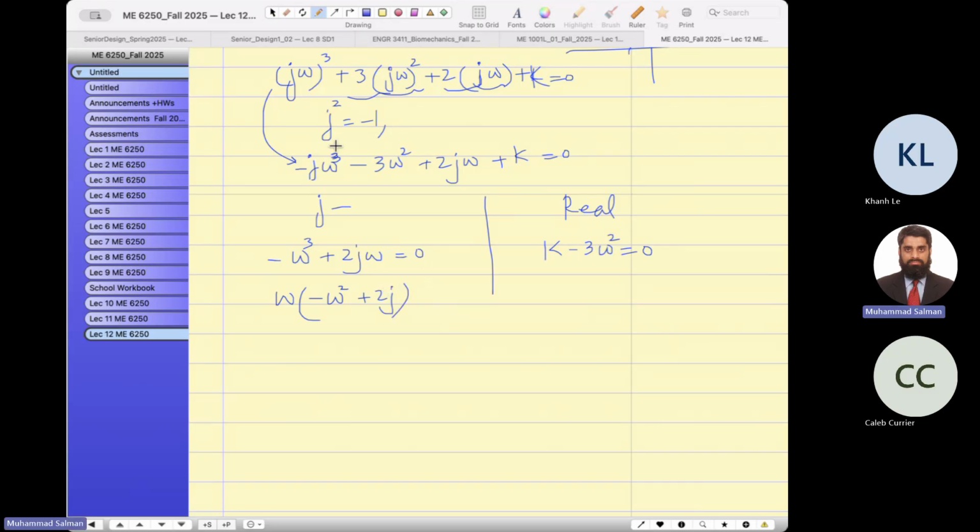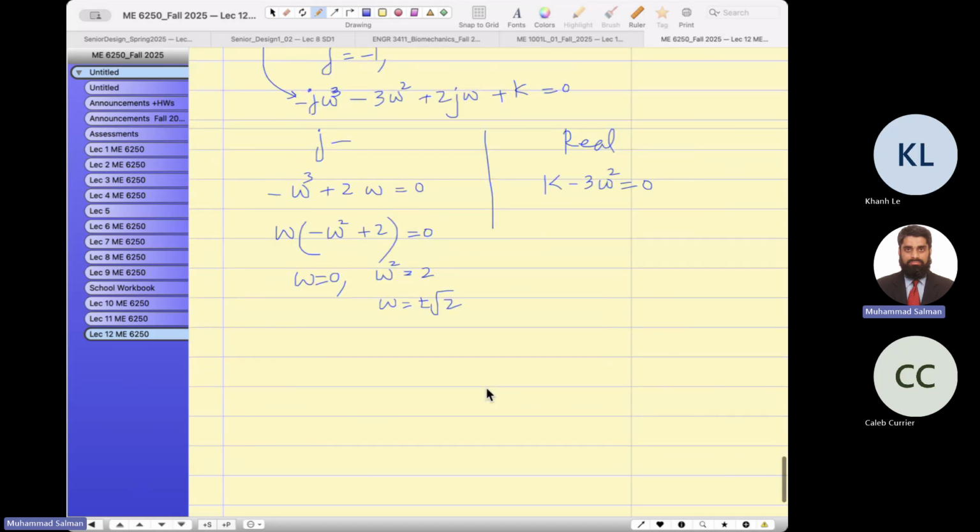I'm sorry, I made a mistake. It should not have the j in it, because this is just the coefficient of j, not the j value. You understand me? It's the coefficient of j. And now what is left here? So it is equal to 0. So either omega equals 0, which means it is at rest, or the second part is omega squared equals 2, and omega equals plus minus square root 2.